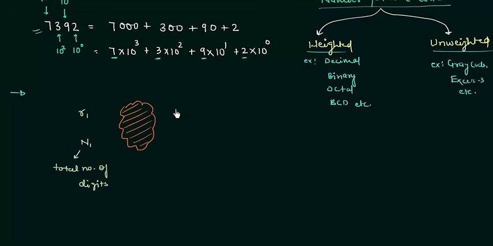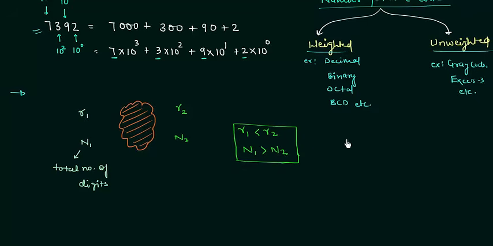Let's say there is another number system. We are representing this quantity in another number system, and the base for this number system is R2. Capital N2 is the total number of digits used to represent this quantity, and for an instance, let's say R1 is smaller than R2. The base R1 is smaller than the base R2, then capital N1 is greater than capital N2. This is very important point. When we increase the base, when base increases, the digits required to represent the quantity decreases.